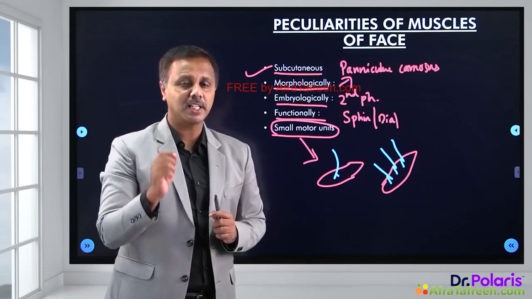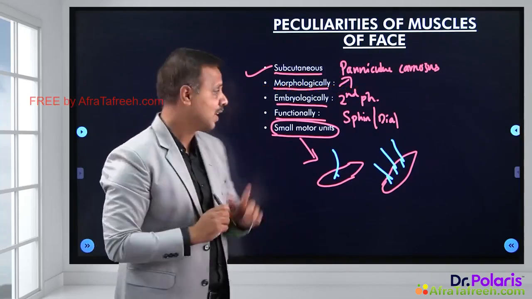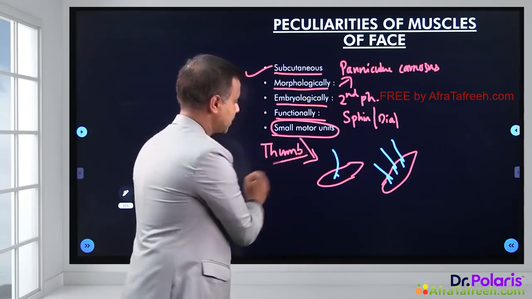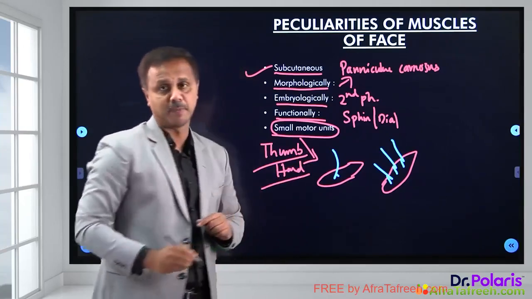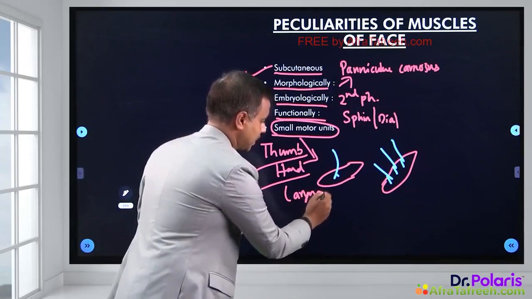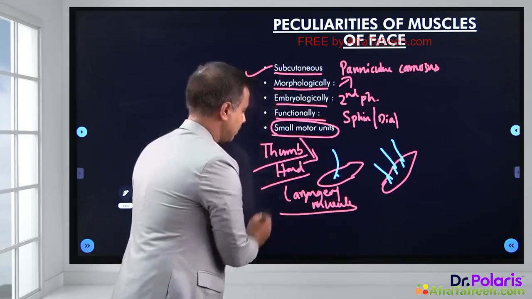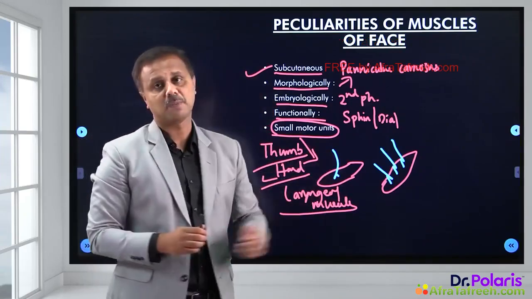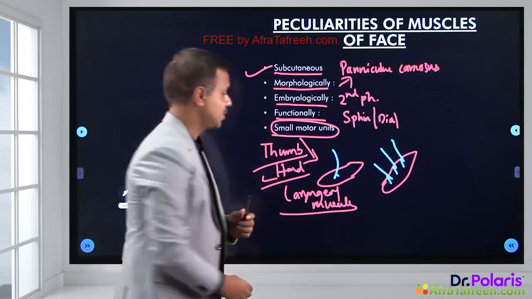Can you give me any example of other muscles in the body with small motor units? Very good. One is the muscles of the thumb or the intrinsic muscles of the hand. All these muscles have precision movements. Apart from this, we can think of laryngeal muscles. Laryngeal muscles are involved in production of voice, right? So laryngeal muscles and muscles of the hand are other muscles in the body which have small motor units. Right? This is regarding the peculiarities of the muscles of the face.